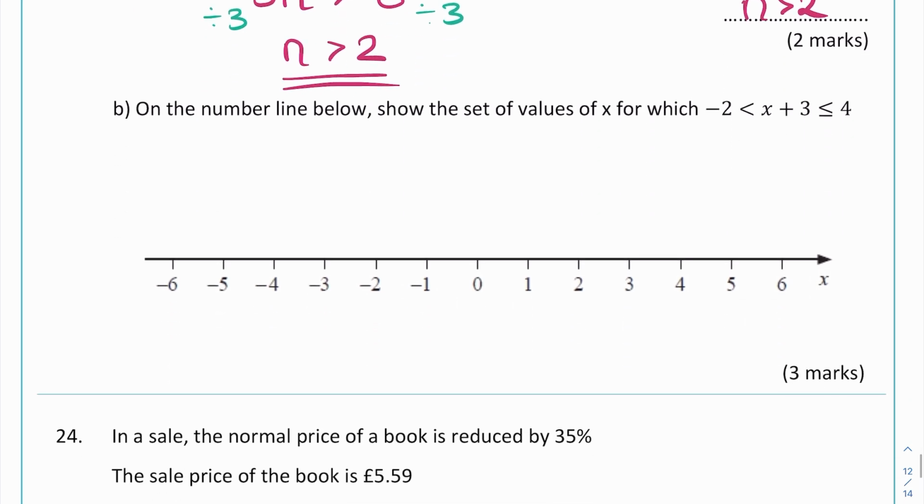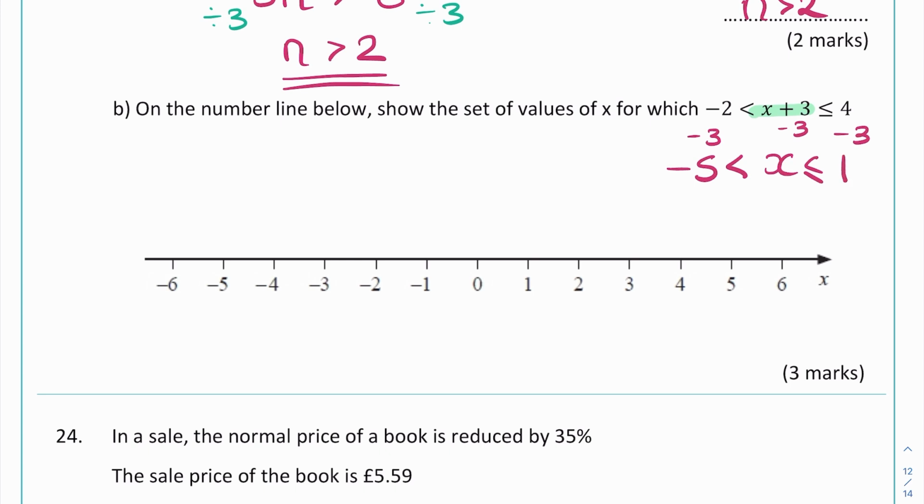For part B, we have on the number line, show the set of values of x for which negative 2 is less than x plus 3, which is less than or equal to 4. Now when we've got this in the middle, and it's not just an x there, we have to solve this inequality before we draw it. We treat it just like the one above, except whatever we do in the middle, we have to do to both numbers left and right. So in order to make it x in the middle, we're going to have to take away the 3. If we take away 3 from the middle, we take away 3 from the left and from the right. The symbols will stay the same, so we can draw those in, but negative 2 take away 3 is negative 5, and 4 take away 3 is 1.